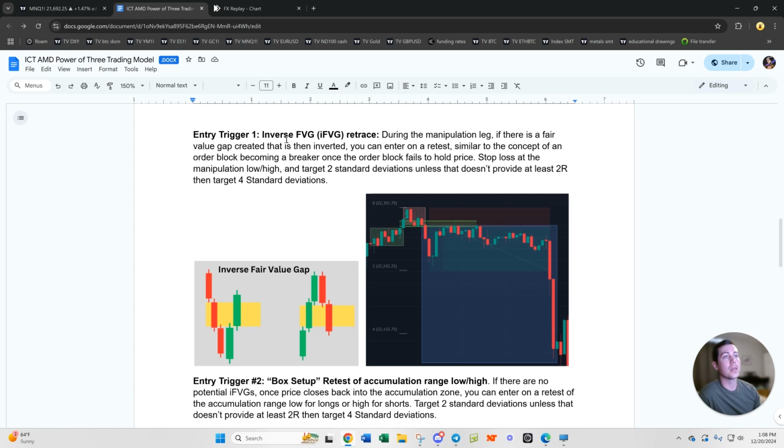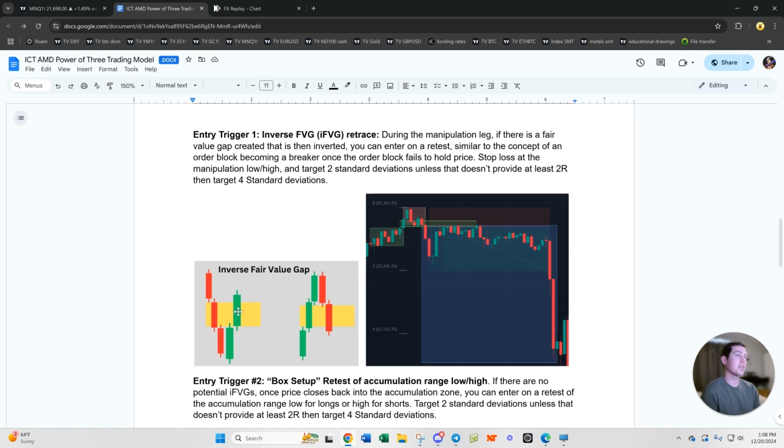But basically, it's going to be an inverse fair value gap retracement. Essentially, an inverse fair value gap is just a fair value gap that fails. You expect that when price is coming down here, if price is going to continue to the downside, you'll see wicks into this zone, and then price fails to break higher and continues to the downside. But in this case, we got a candle close above this fair value gap, so this is what we would call an inverse fair value gap.